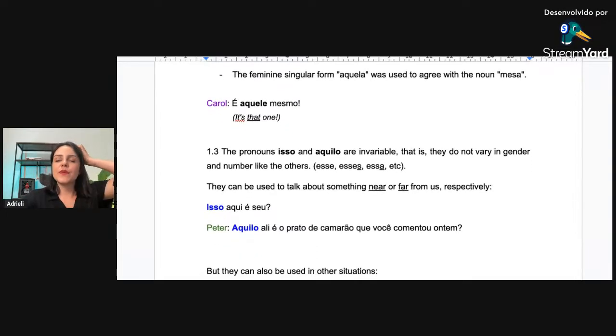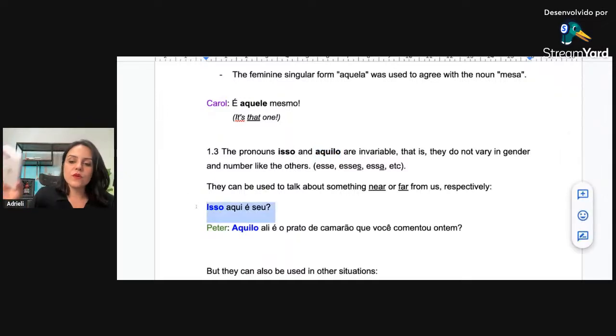So now we have to pay attention to the pronouns isso and aquilo. They are invariable. So it means that they do not vary in gender and number, like esse, esses, essa, for example, you see? So this varies in gender, esse, essa, and in number, esses, essas, as I told you before. So they can be used to talk about something near or far from us, respectively. So isso is used for something near, and aquilo is used to talk about something far. So isso aqui é seu.